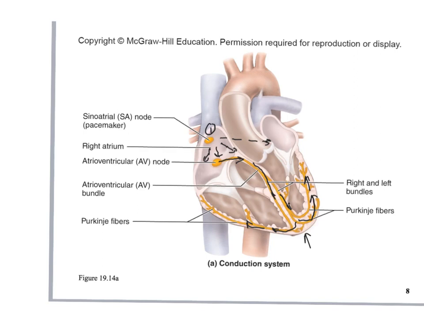So we have the SA node fires first, delayed to the AV node, fast transmission through the bundle of His and the Purkinje fibers within the interventricular septum down to the apex of the heart where contraction starts in the ventricles. Okay? Once that goes through, now what? We have to get ready for the next heartbeat, right? So everything relaxes for a fraction of a second, and then the sinoatrial node fires again. Okay? So your sinoatrial node is your pacemaker.